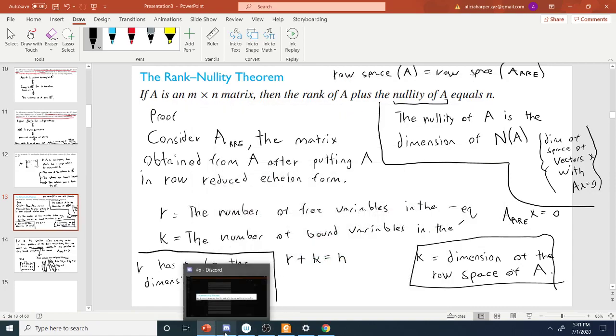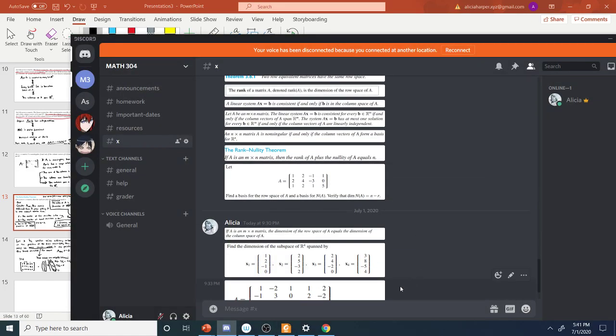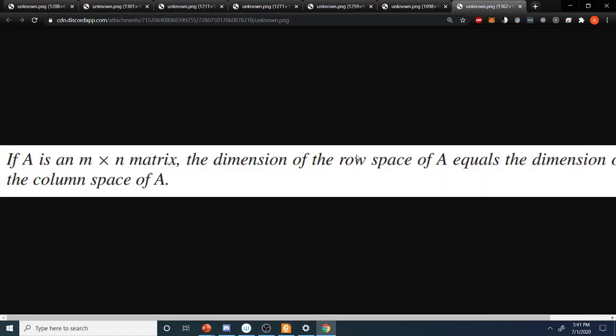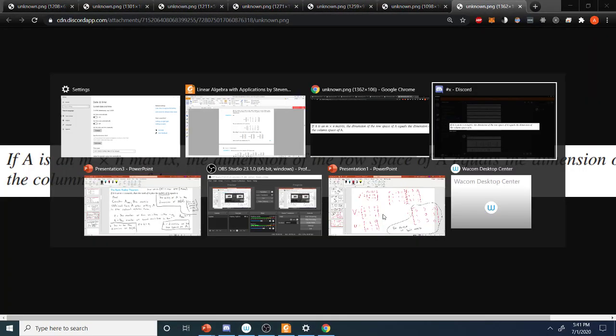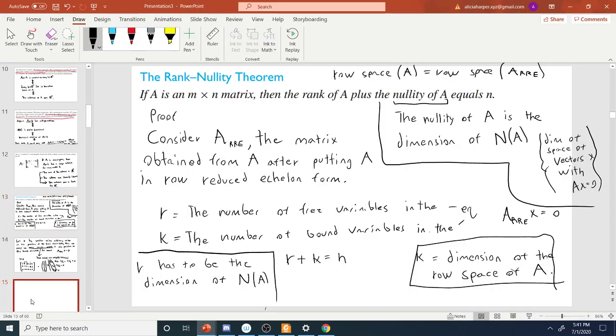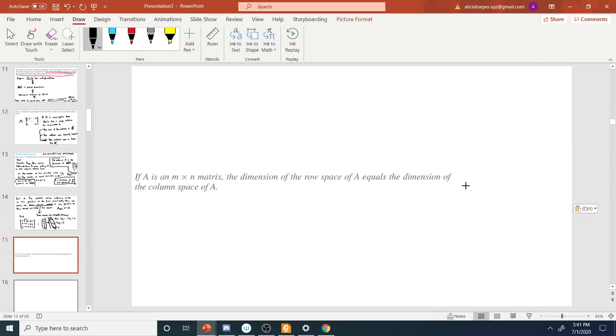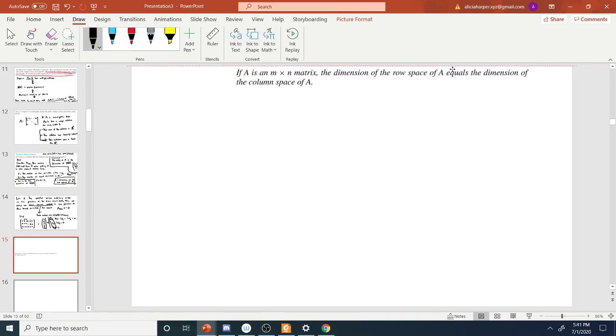All right. Now we're going to look at the next big theorem, and this is really the biggest theorem of the whole chapter. So if A is an m by n matrix, the dimension of the row space of A equals the dimension of the column space of A.